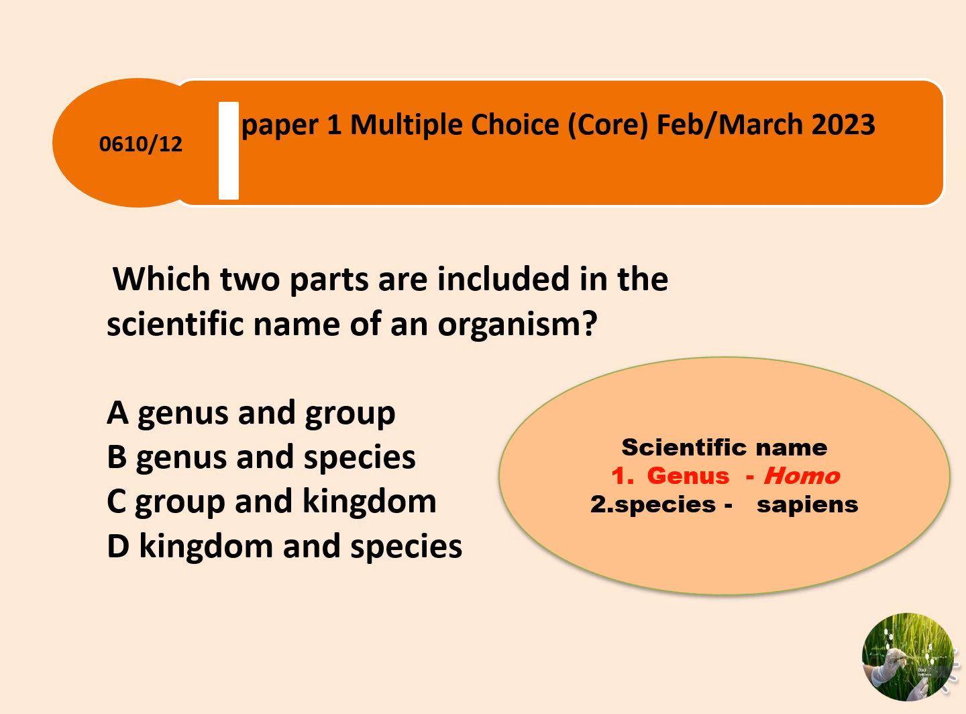So if we go through the options, A is genus and group. It is not correct. B, genus and species. So that is the correct one. Because in a scientific name, first one is the genus, second one is the species.